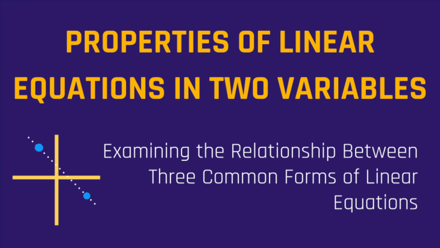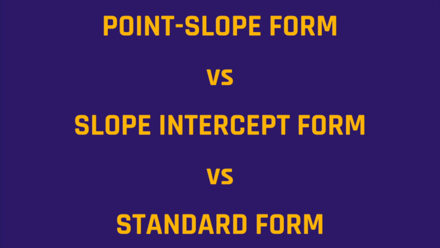Today, I will be exploring the properties of linear equations in two variables. More specifically, I will focus on the relationship between the three most common forms of linear equations. These three forms include the point-slope form, the slope-intercept form, and the standard form.